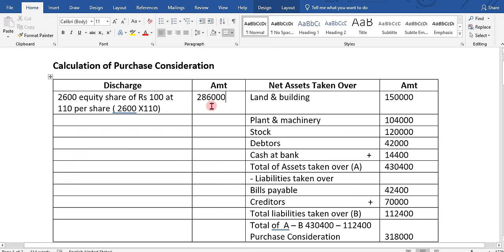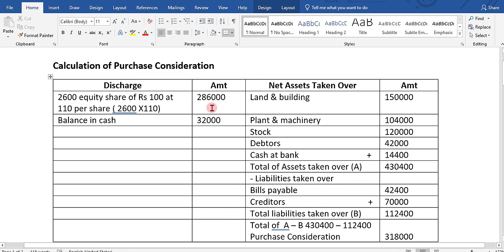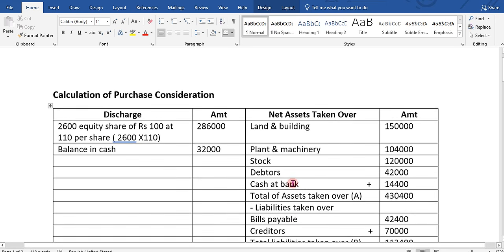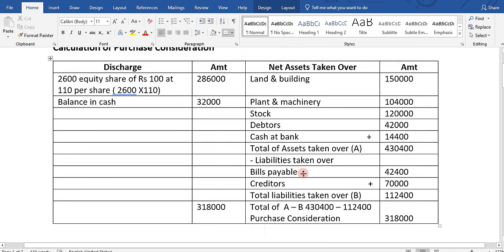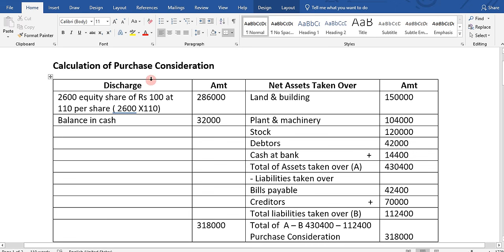Okay, so that means out of 3,18,000, 2,86,000 is of equity shares and the remaining is 32,000. This is the balance in cash, 32,000. Okay, so now if we want to tally, 2,86,000 plus 32,000 is 3,18,000. So this is the amount of purchase consideration. Both the discharge as well as the assets taken over, both figures tally. Okay, so now we got the amount of purchase consideration.